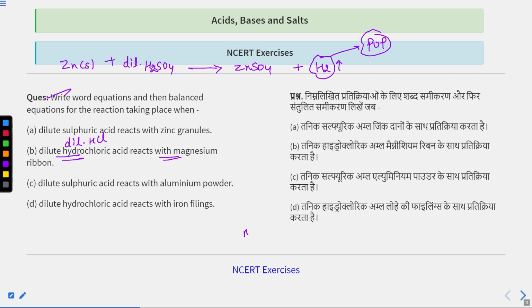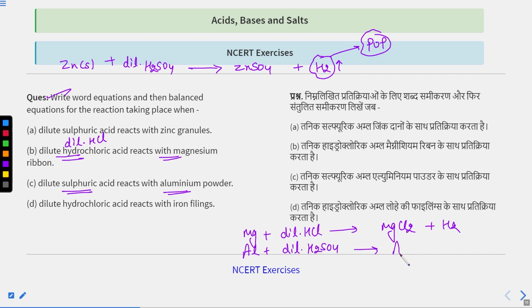Again, metal plus acid gives salt: MgCl2, I'm not balancing this right now, plus hydrogen gas. Dilute sulfuric acid reacts with aluminum powder. Same aluminum with dilute H2SO4 will form aluminum sulfate. We know balancing, right? So you can practice the balancing part here. You can balance each and every reaction, plus hydrogen gas.